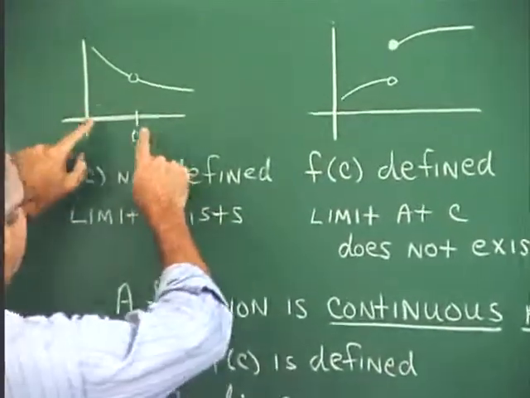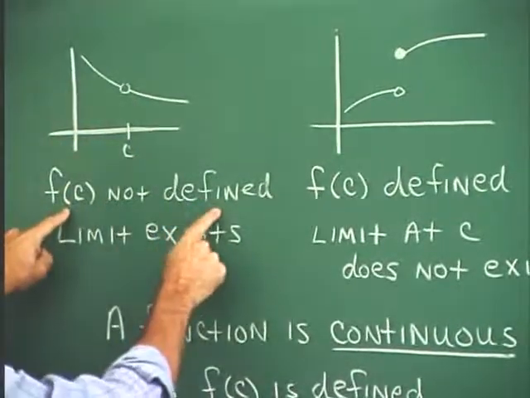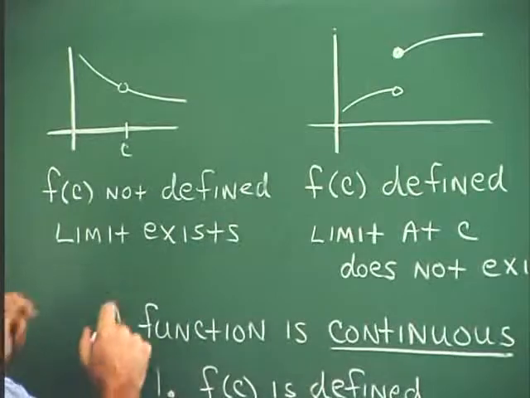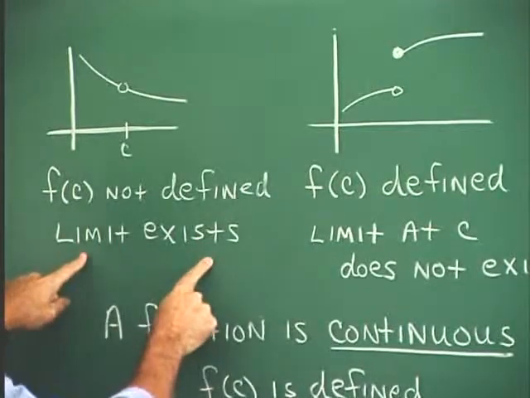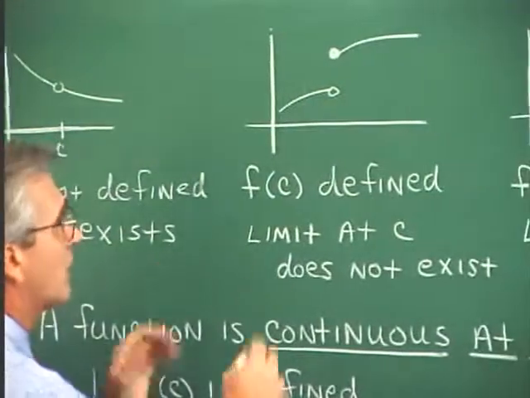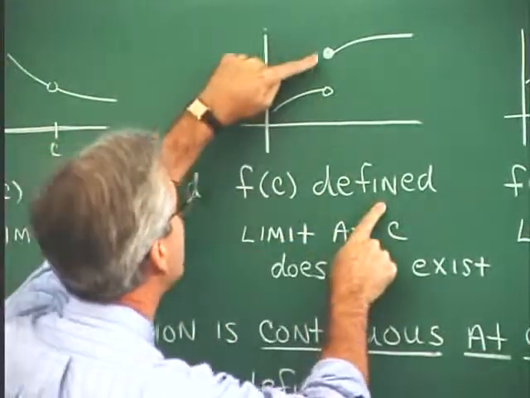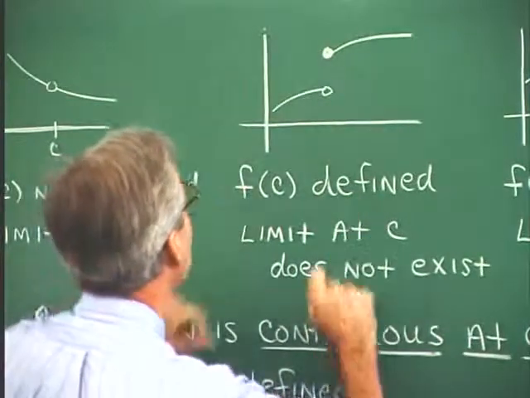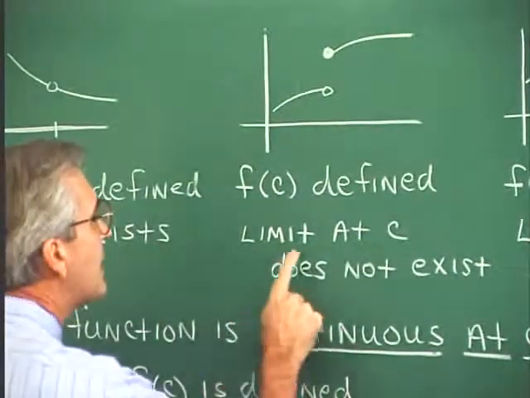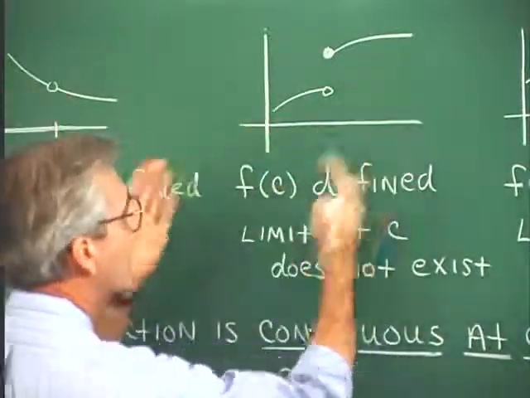We encountered a graph that seemed to have a hole in it like this, and we said that f of c is not defined because of that hole, but the limit does exist in this circumstance. And another graph looked like this. It was kind of a disconnected type of graph, and we said f of c is defined. f of c is this point, you see, but the limit at c does not exist. We don't have a limit situation as we did over there.